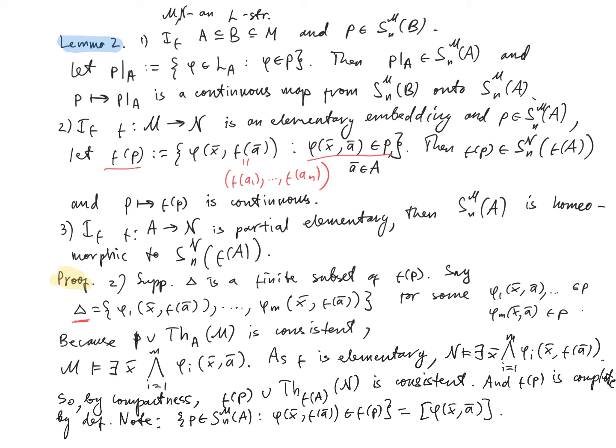So this shows that the preimage of a basic open set in the space of types over f of a bar in N is itself a basic open set under the map sending p to f of p. Hence, we conclude that the map p maps to f of p is continuous. So this concludes the proof of 2, and we leave the proof of 3 as an exercise.